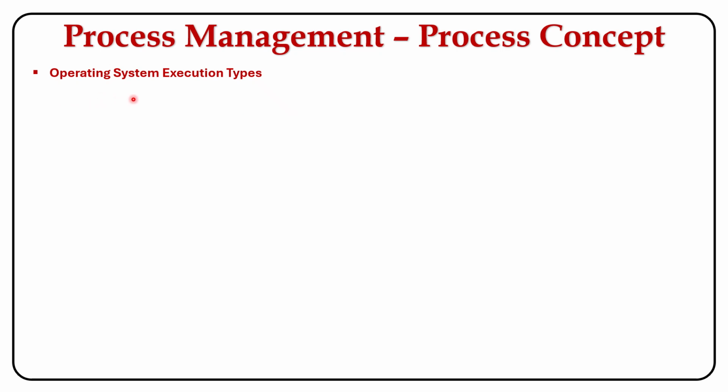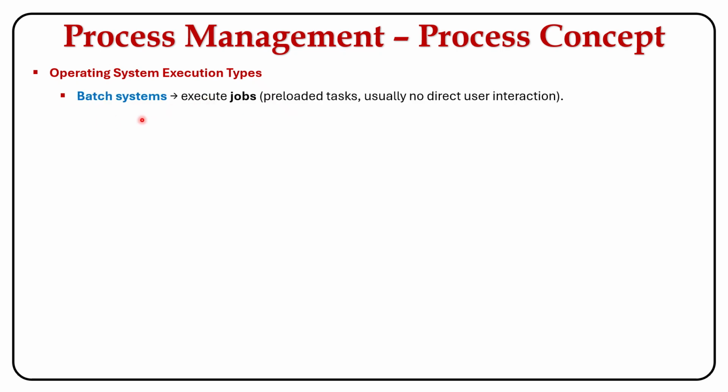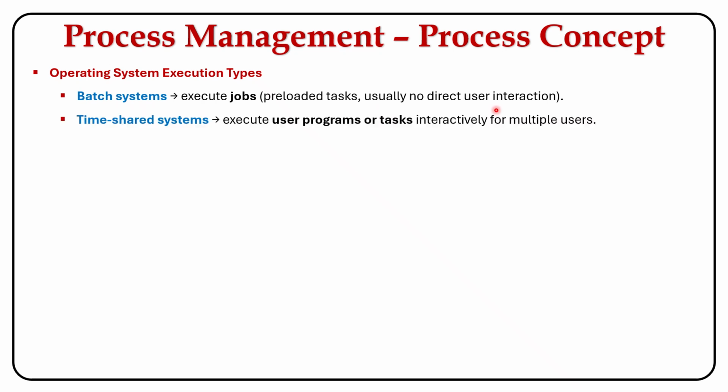Operating system executes a process in two ways. The first comes batch system. Here, jobs are collected and executed one after the other without direct user interaction. The next comes time sharing system. Here, multiple users can interact with the system at same time. The CPU shares its time among different user programs and gives each process a small time slice.